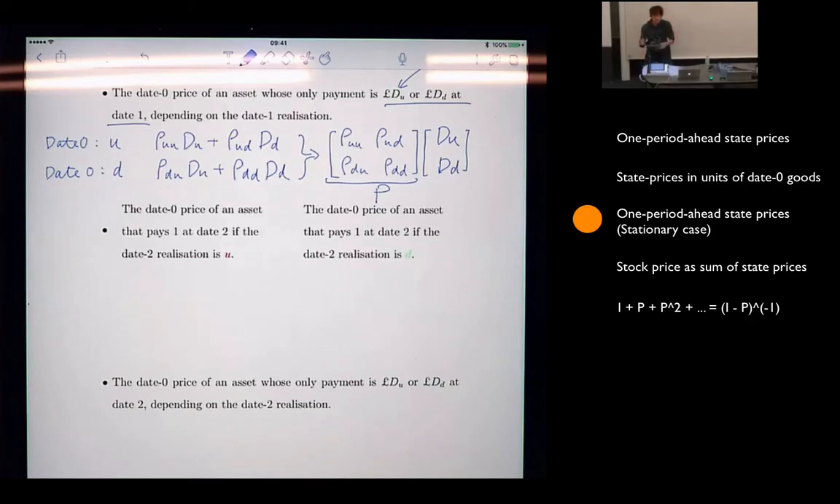Okay, but understand what we are doing here. It's just this idea: any asset is a basket of many future state contingent goods. So the price is just the value of such a basket, and we are just practicing that. Okay?